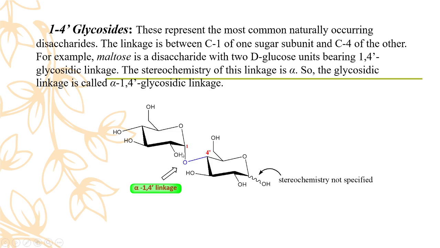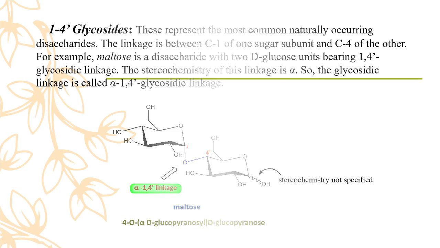So this bond is called a glycosidic bond, and this is the alpha position. Therefore, we write here it is an alpha 1,4 linkage. So this is the structure for maltose, and this is the disaccharide which is a 1,4 glucoside or 1,4 glycoside.